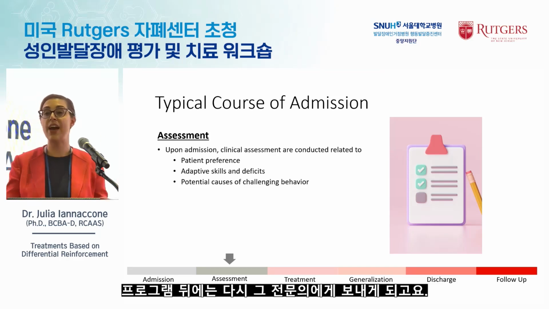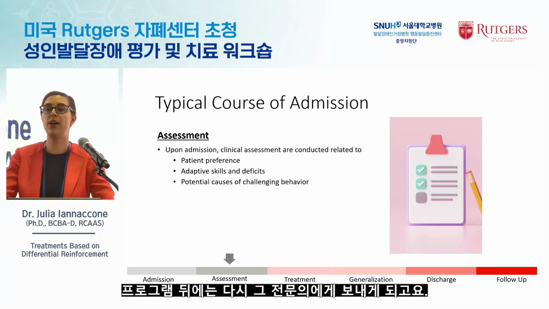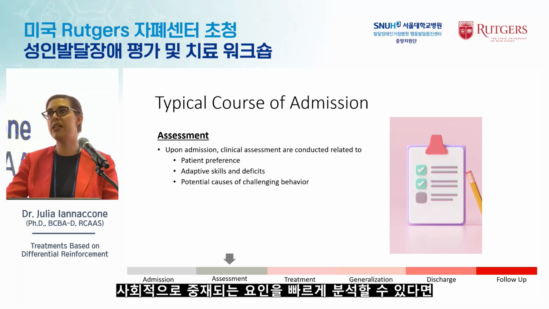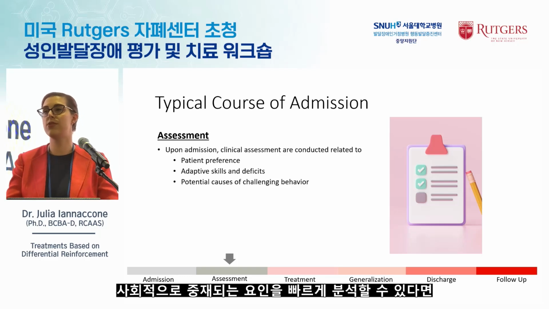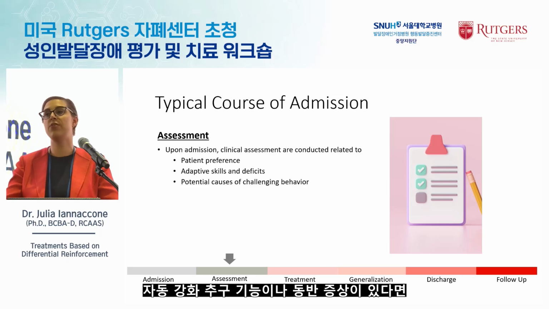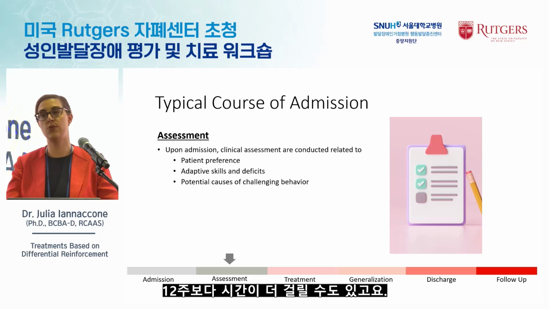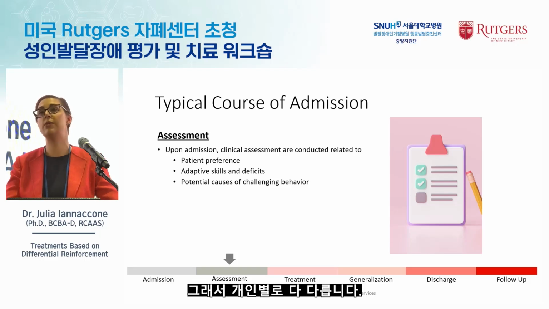So if they have a good placement and a good clinician from the outside, those admissions can go quicker. Also, again, if it's very easy to identify socially mediated factors, those admissions can be less than the 12 weeks. If it's automatically reinforced, though, and we see a lot of comorbid diagnoses, it would be a little bit longer than those 12 weeks. So it really depends on the person how long they're at our clinic.